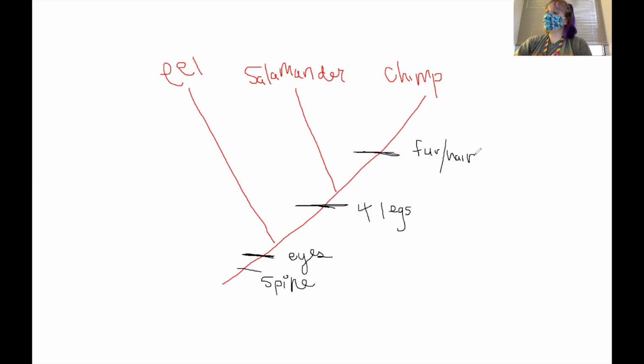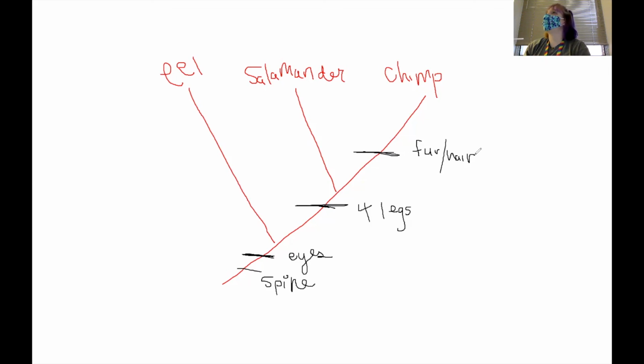On a quiz, I could ask something like, what characteristic separates eels and salamanders? And what would you guys say? 4 legs, right? Because that is the characteristic that divides them. I could ask, what characteristics do all of them have in common? And we could say eyes, we can say spine. So just recognizing how we read these cladograms is going to be really important. That is what you guys are going to be working on tomorrow.